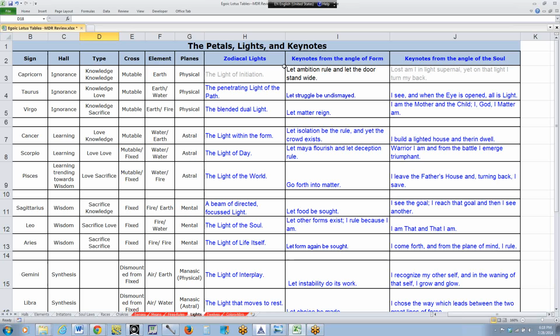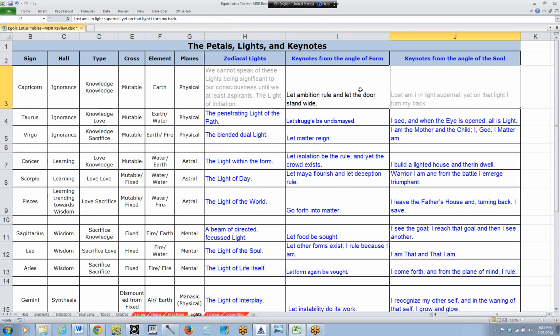So what are the zodiacal lights? Well, see, here's the thing. We can't really talk about these lights being significant to our consciousness until we are spiritually inclined. So I'm going to say so. We cannot speak of these lights being significant to our consciousness until we are at least aspirants, because otherwise it's just going to be matching up a particular light with a particular sign, and that won't work.